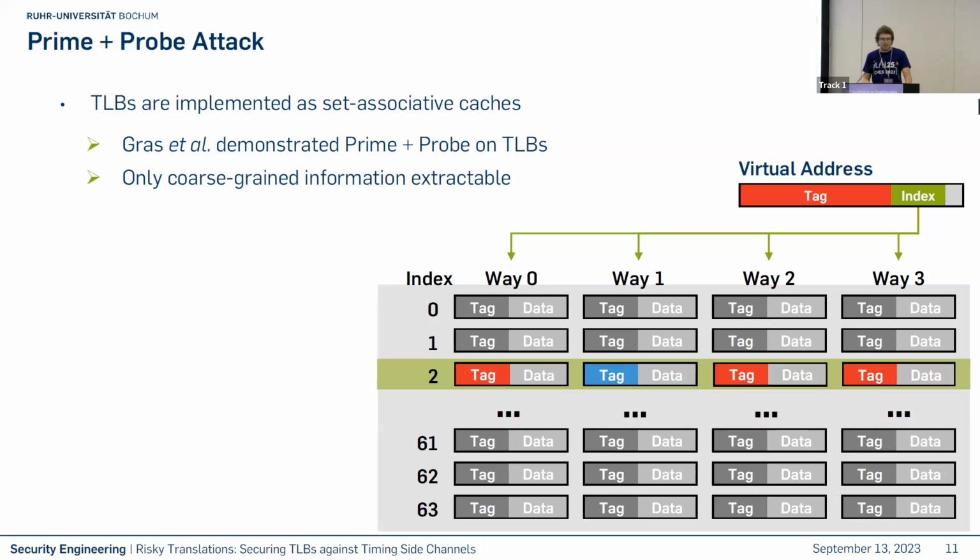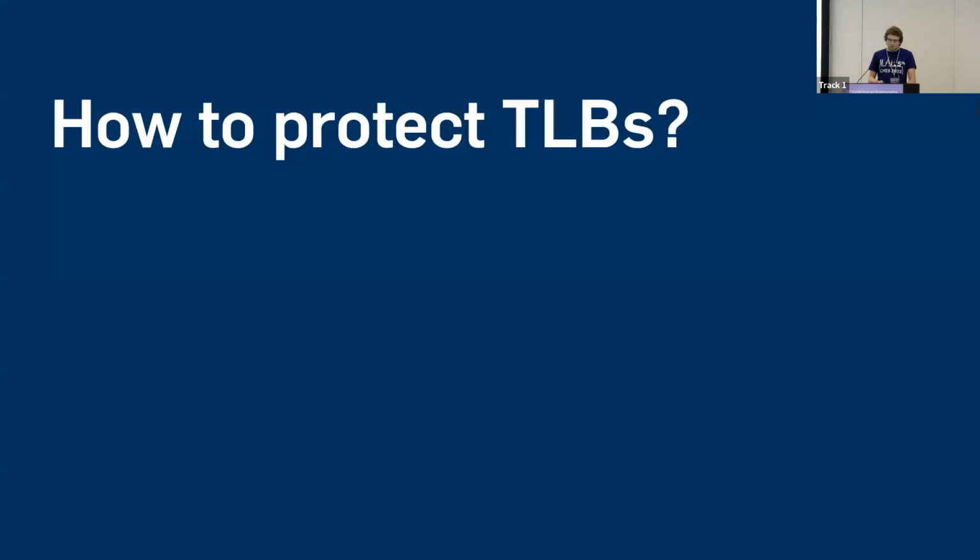It has been shown by Gras et al. in 2018. And the only real difference is that the information is more coarse-grained, but it was still enough to extract keys, for example, with square and multiply. Okay, so some of you are probably familiar with caches, and you might think, yeah, cache attacks, they are not so new. We have many countermeasures already. Can we just copy-paste them? And the short answer is yes.